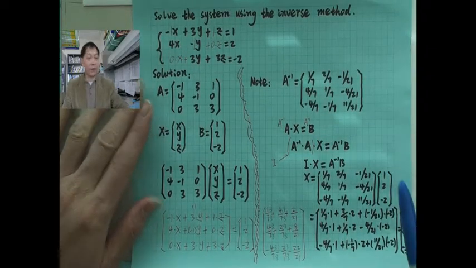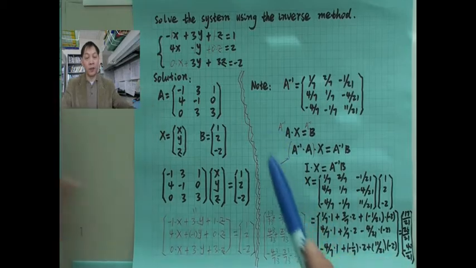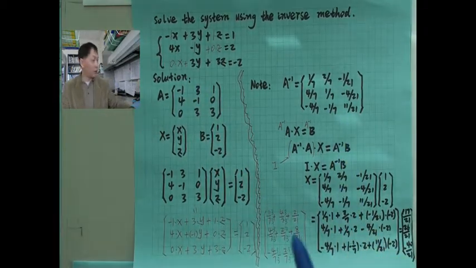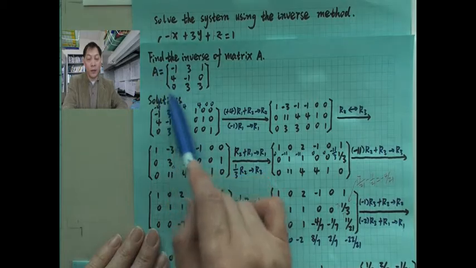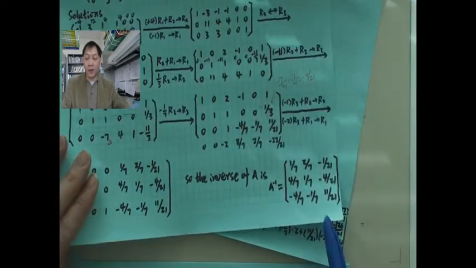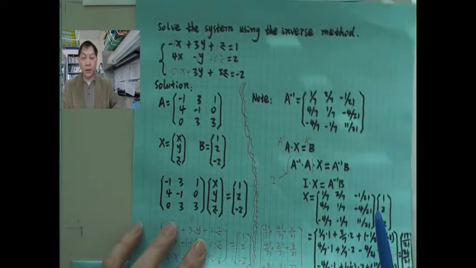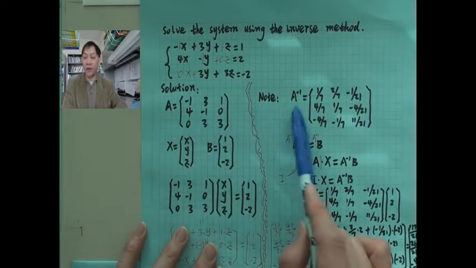Previously we found the inverse of this matrix. Recall the previous lecture, it takes a long time. A is here, then the inverse is here. So note, I put a note here: the inverse of A is that.